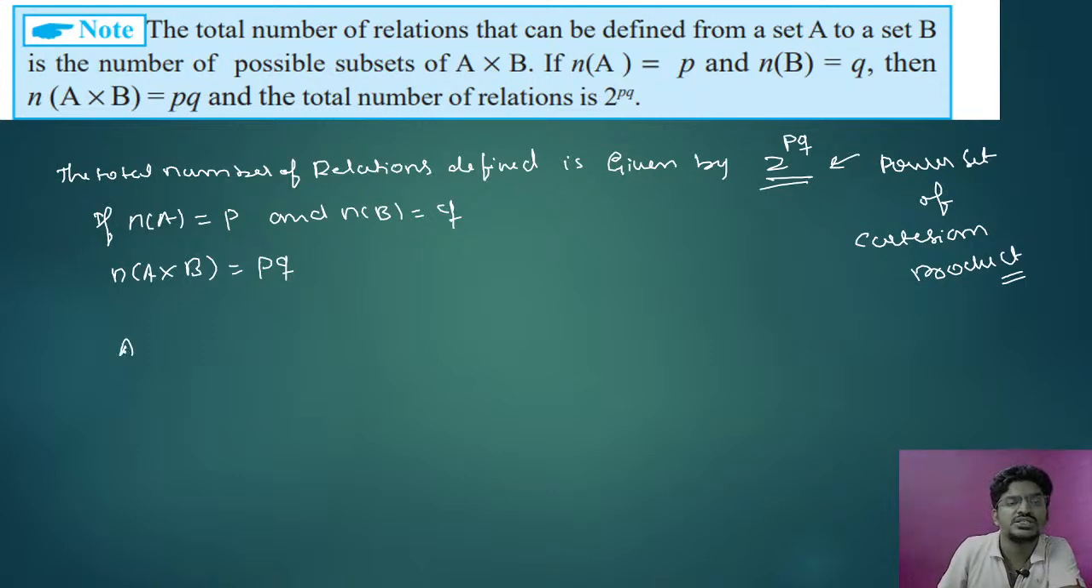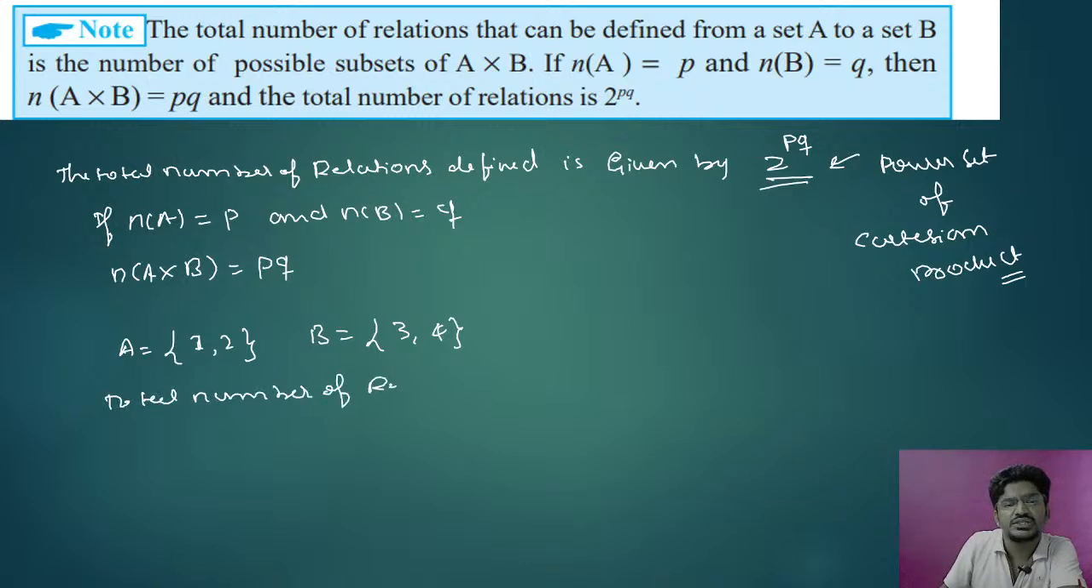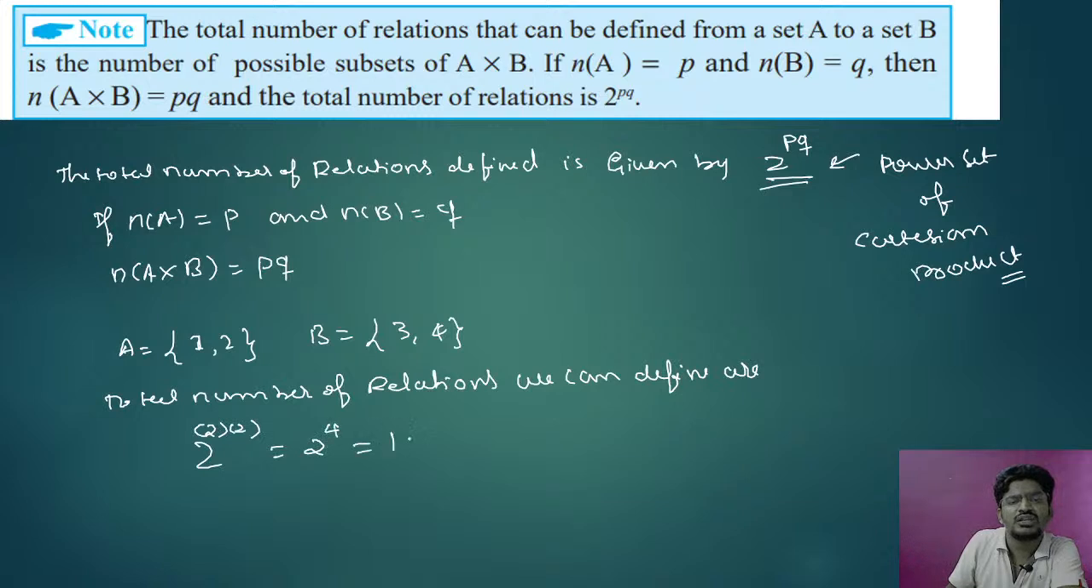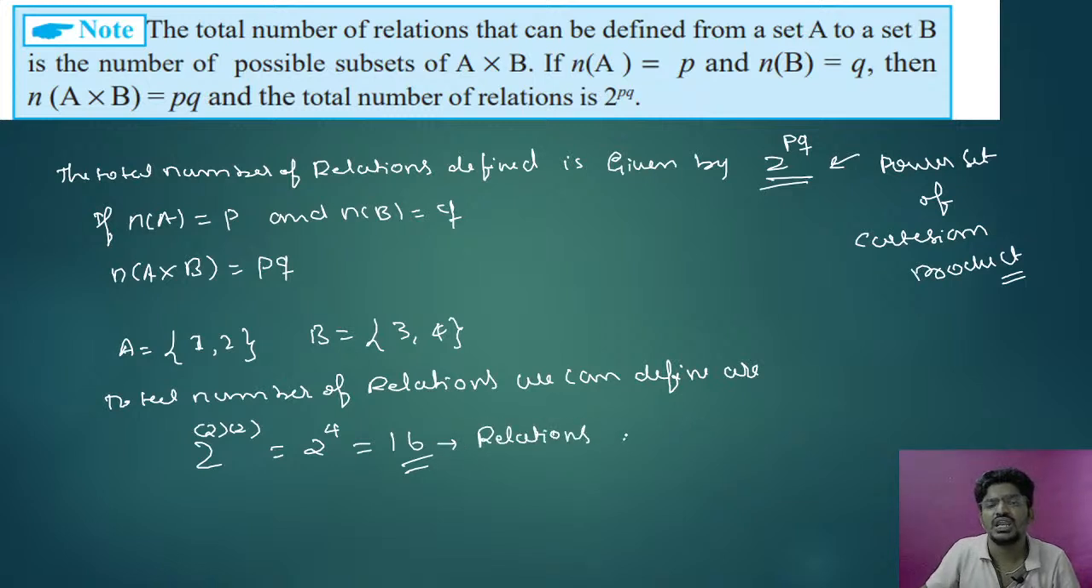That means if set A has 2 elements and set B has 2 elements, now the total number of relations we can define is 2 to the power of 2 into 2, that is 2 to the power of 4, that is 16 relations we can define from set A to set B. So this is what the total number of relations from the set A to set B tells. Okay, so have you understood this?